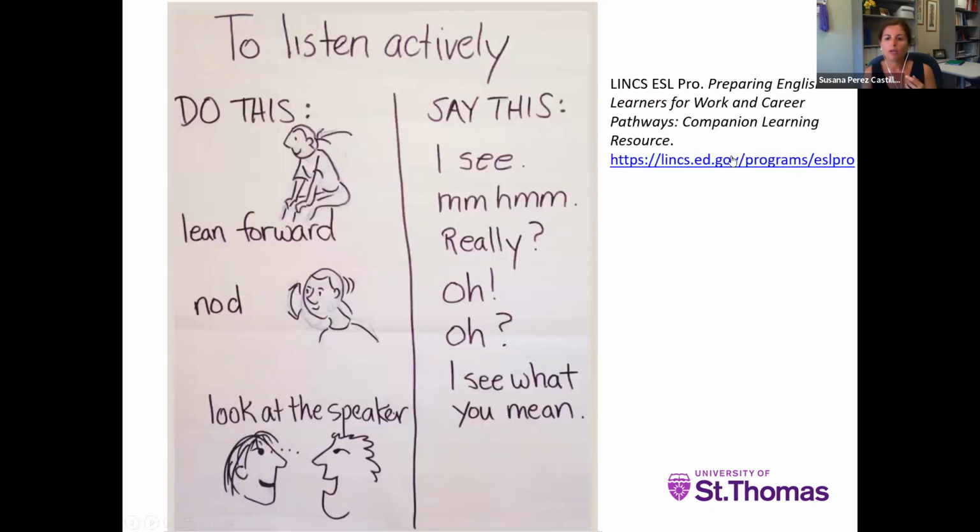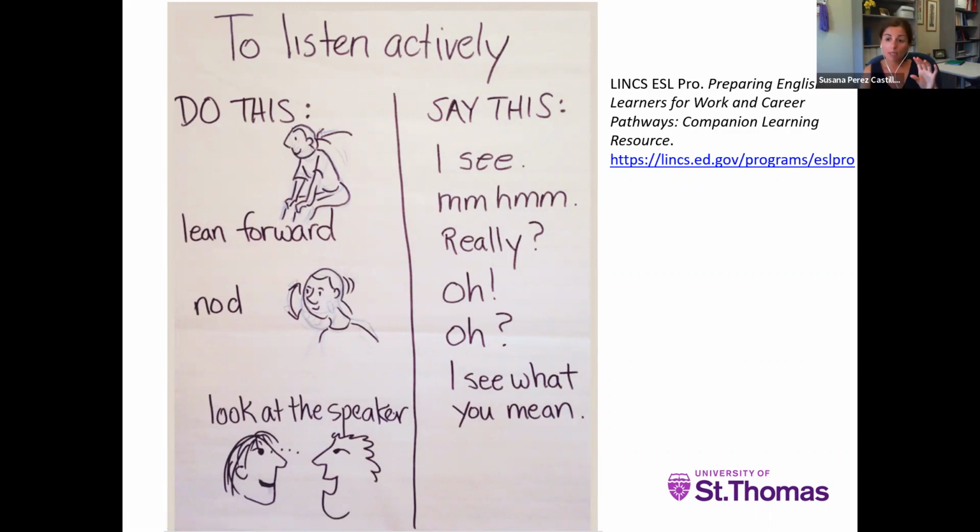This is the link where this is taken from. I've taken so many resources from ESL. They have this figured out. So to listen actively means, you do this or you say this. So that's the chart, the do-say chart. So you do this: lean forward, nod, look at the speaker.